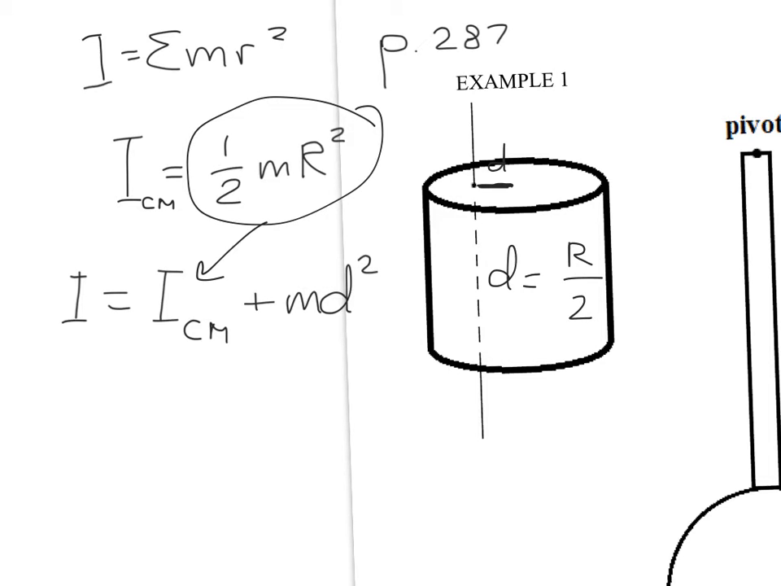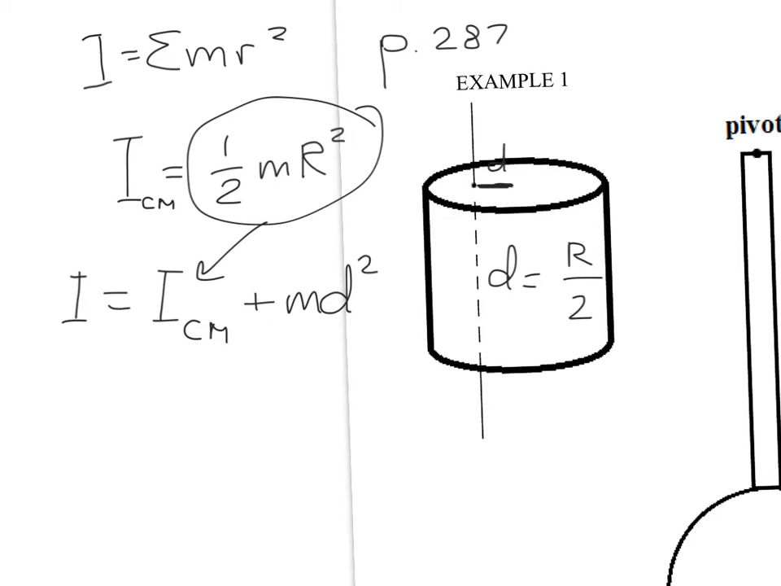When we're talking about what is the moment of inertia, remember that is the resistance the object has to rotation. What the parallel axis theorem is telling you is that if you rotate it through somewhere other than the center of mass, the moment of inertia is always going to be greater by this right here. So the larger D is, the greater the final moment of inertia.